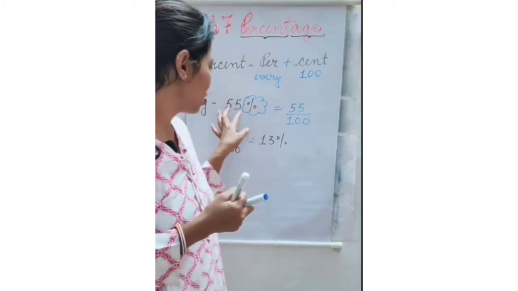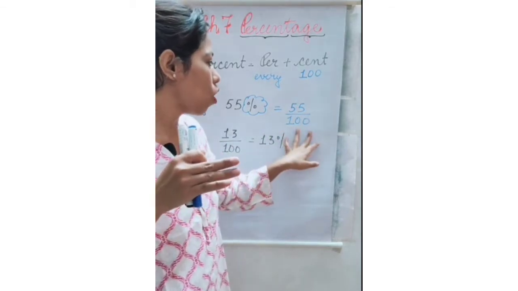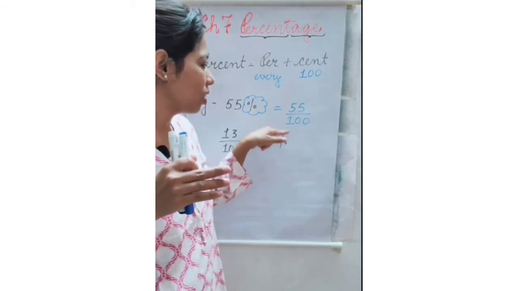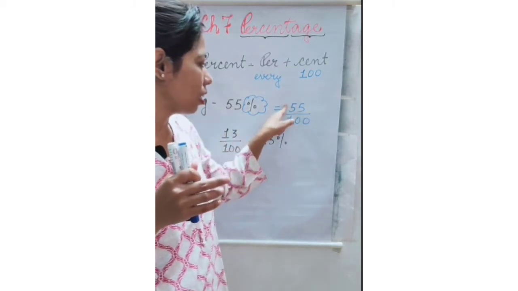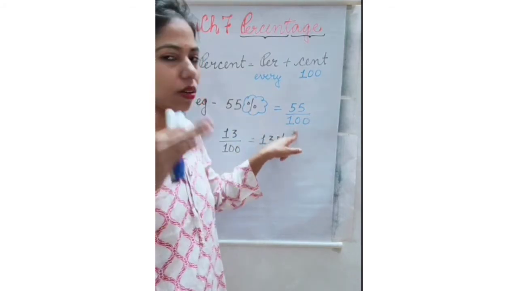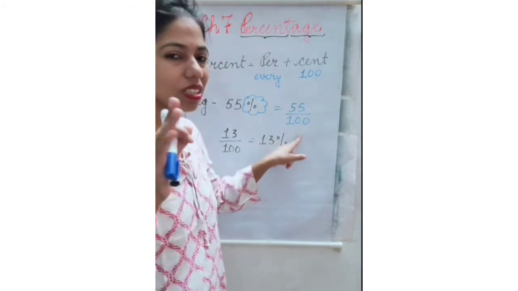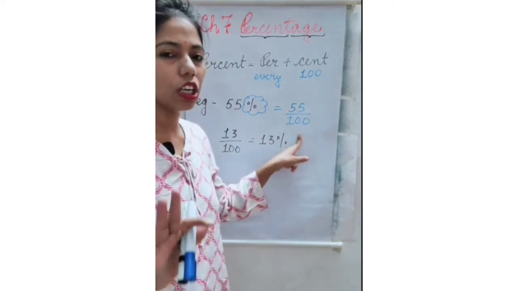And whenever anything is given in the form of percent and you have to change it into the form of fraction, you can write like this. The number which is before percent you will write in the numerator, and this percent sign, cent, I told you, cent means 100, so 100 will go in the denominator.